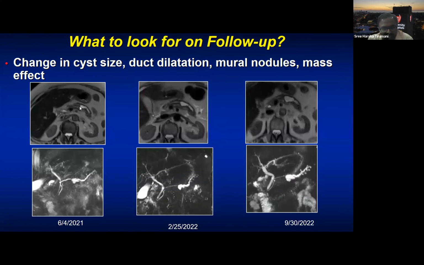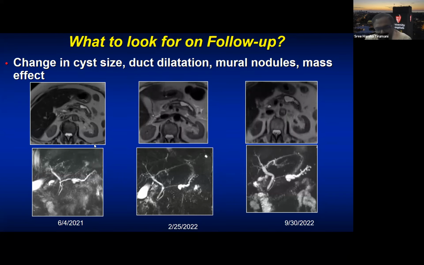So there is a focal dilatation of the duct, and the duct more distal to it is also diffusely dilated. This was in June of last year. And then in February of this year, the degree of dilatation of that focal area is slightly increased. And on the subsequent scan, it's much more dilated than before, and there is more dilatation of the duct distally. So this was a main duct IPMN, which was gradually worsening.